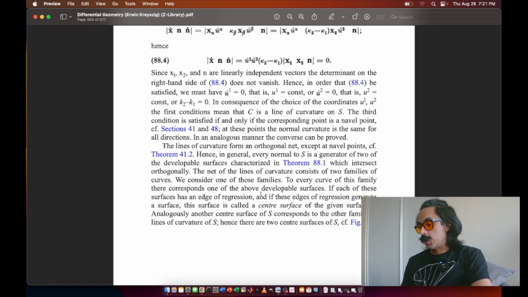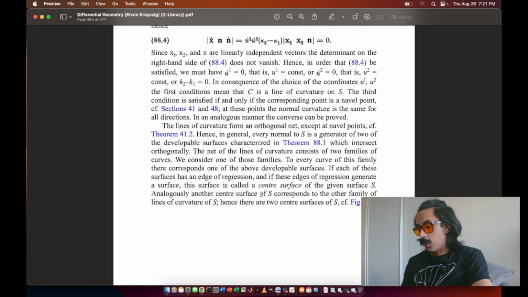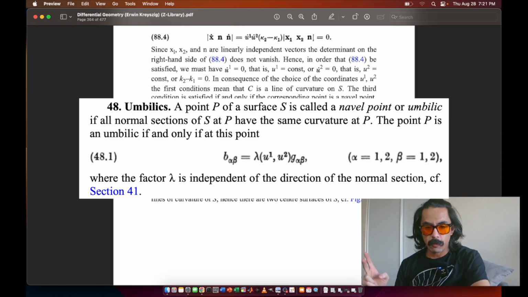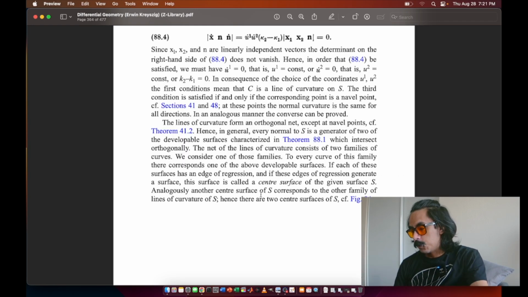The third condition is satisfied if and only if the corresponding point is a navel point. And for those definitions, you can refer back to sections 41 and 48, which I did read in previous videos if you're new here. At these points, the normal curvature is the same for all directions. In an analogous manner, the converse can be proved.